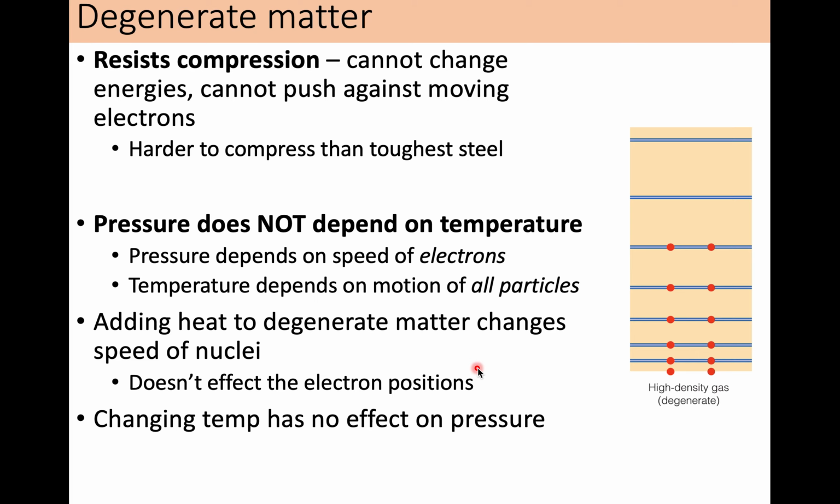Temperature will depend on the motion of all particles. So adding heat to our degenerate matter will change the speed of the nuclei, but it's not going to affect how the electrons are positioned. So there's no change in the electrons around the atoms, but the atoms themselves can move. Adding heat means the atoms are moving around, but you're not changing anything about the atoms internally. Changing the temperature has no effect on the pressure of the material.